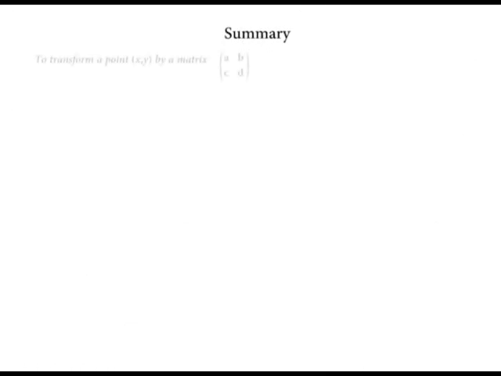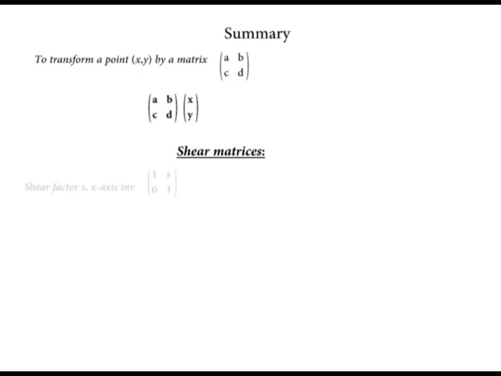And so in summary, to transform a point (x, y) by a matrix a, b, c, d, we multiply the two matrices: a, b, c, d times (x, y). To find a transformation matrix, we use the unit square. We take i and j and transform them, and we will get the matrix. There are 6 types of transformations: shear, stretch, translations, rotations, reflections, and enlargements. Shears move points parallel to the invariant line. The general shear matrix with x-axis invariant is 1, s, 0, 1, and with y-axis invariant it's 1, 0, s, 1, where s is the shear factor.